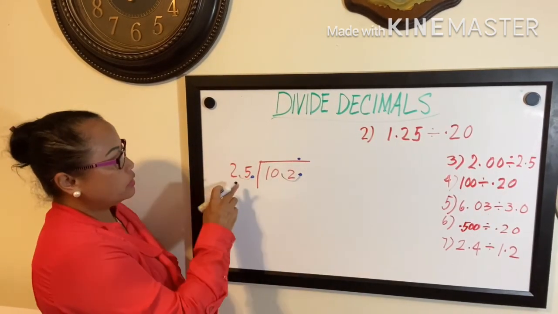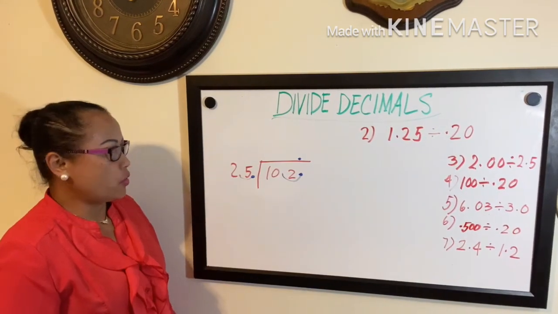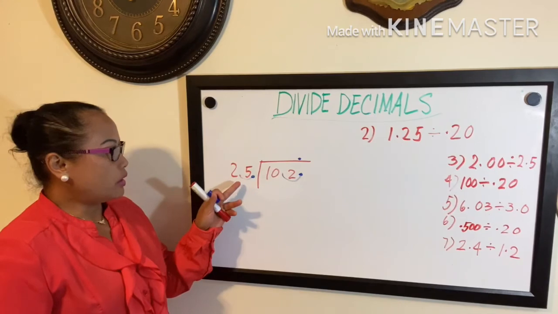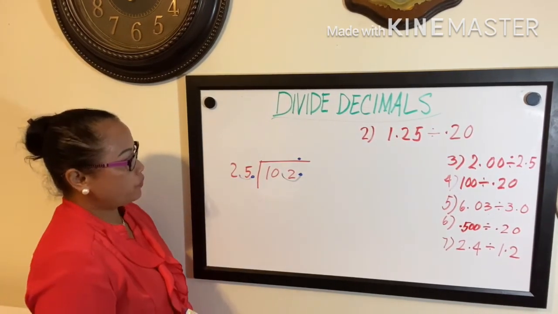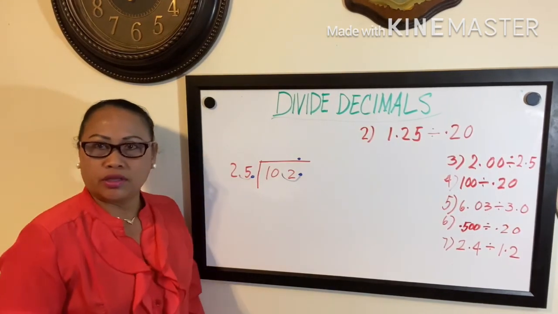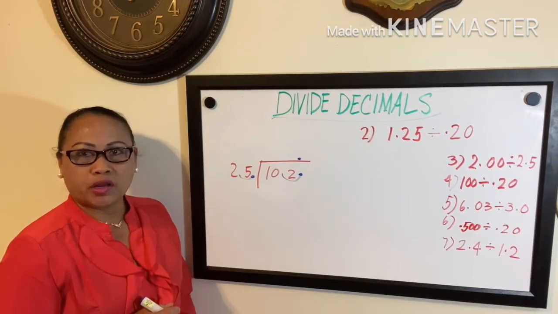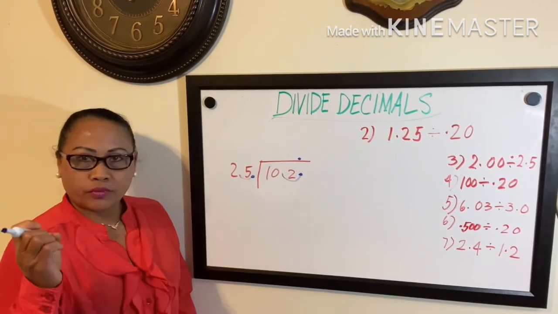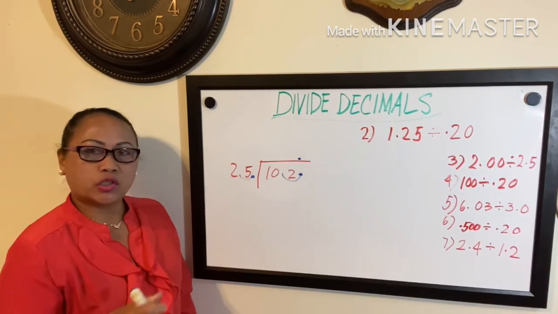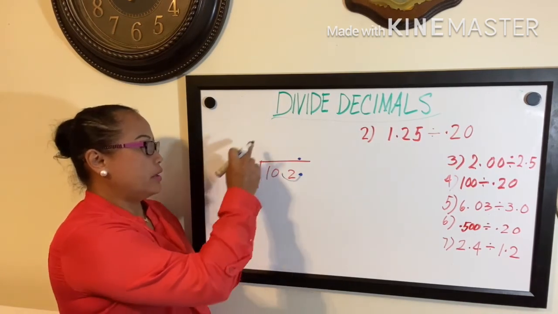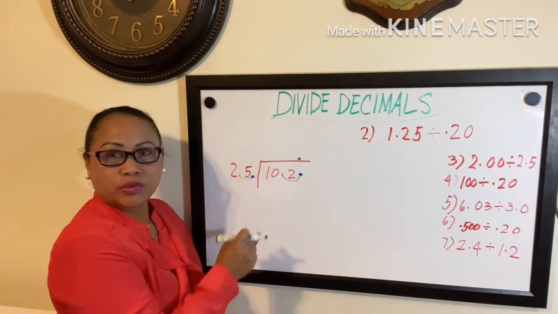Okay, always. So we always move the decimal point in order that our divisor will be a whole number. Okay, and take note that in division, the operations are division, multiplication, and subtraction. First, we have to divide, and then multiply, and then after multiplying, we have to subtract.